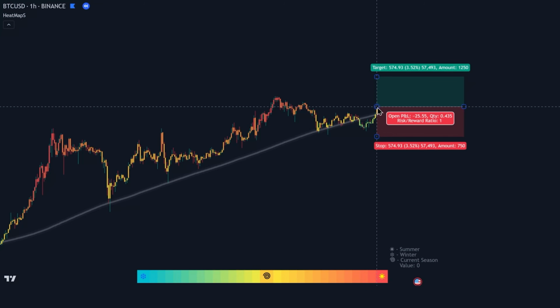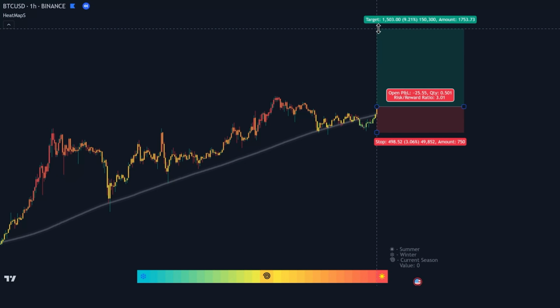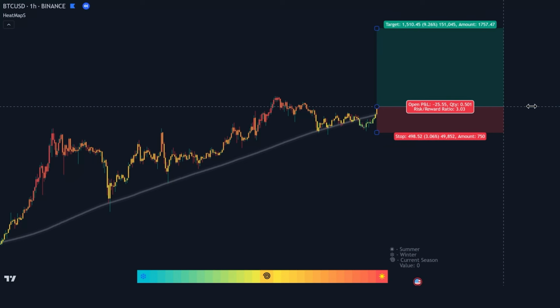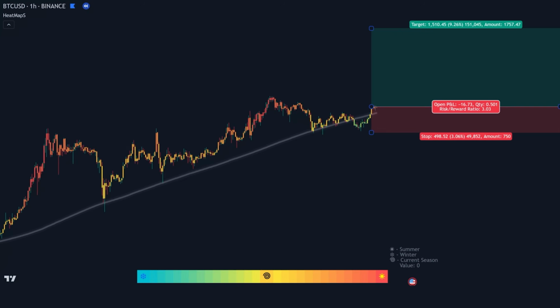To manage risk, we set our stop loss just below the lowest point of the fake-out. This ensures protection in case the price unexpectedly moves downward. For the take-profit target, we aim for a 1-to-3 risk-to-reward ratio, meaning the potential reward is 3 times the risk. Now let's see how the buy trade plays out.